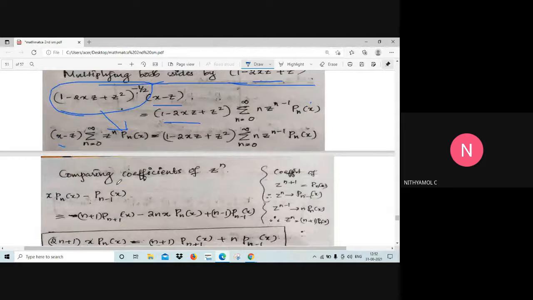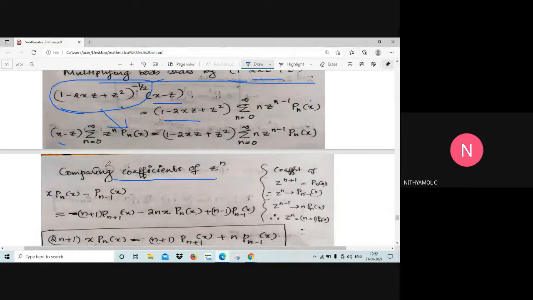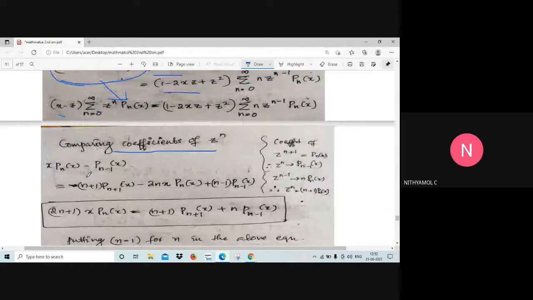Now comparing the coefficients of z raised to n, we get x Pn of x minus Pn minus 1 of x equal to the other side. Here the coefficient of z raised to n plus 1 is Pn of x. Therefore, the coefficient of z raised to n is Pn minus 1 of x. That's why I put Pn minus 1 of x. Okay. Then here x Pn of x. I substitute, multiply this. Then here also z raised to n minus 1. The coefficient of z raised to n minus 1 is Pn of x. Coefficient of z raised to n is (n plus 1) Pn of x.